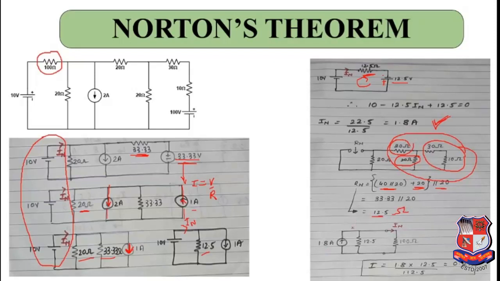Now this Norton current and this 12.5 ohm resistance are in parallel, and this whole thing will be in parallel with this 100 ohms which was initially removed or short circuited. So now you can find this Norton current by the current divider rule. I hope that you have found the answer.